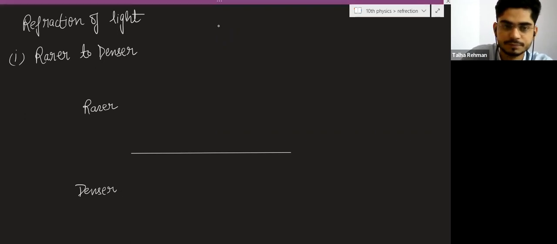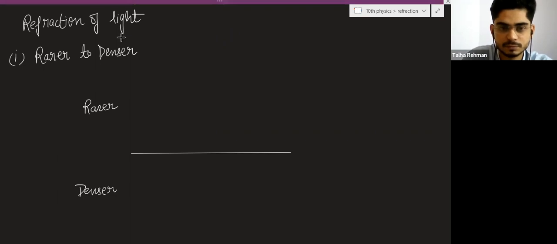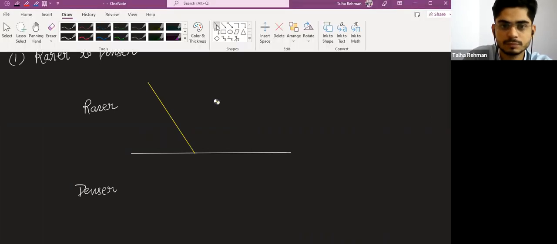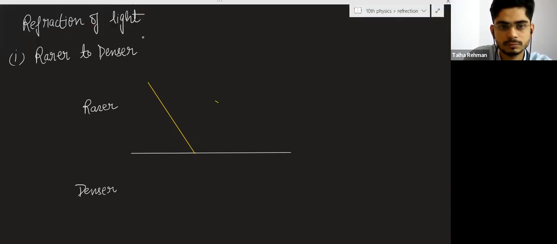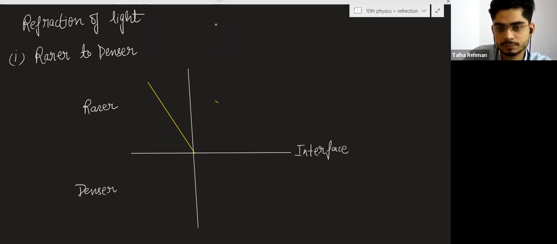And this is the interface between the two mediums, and the light ray is coming like this. This is the normal to this interface. This is N for normal, and the light ray is coming like this from the rarer medium. This normal makes an angle of 90° with the interface.